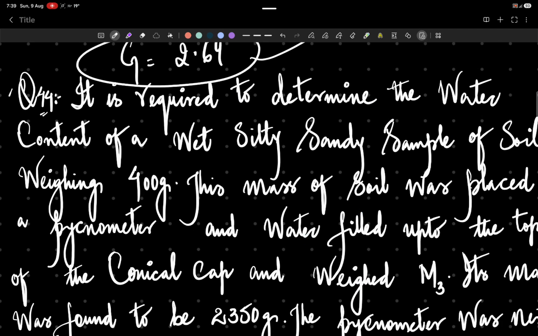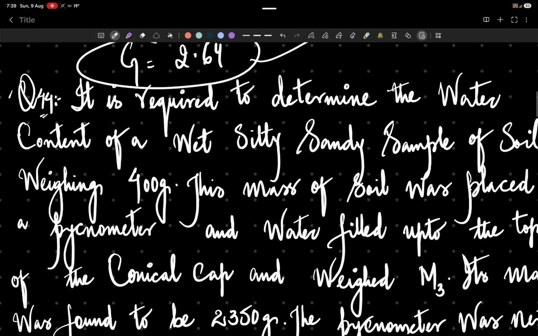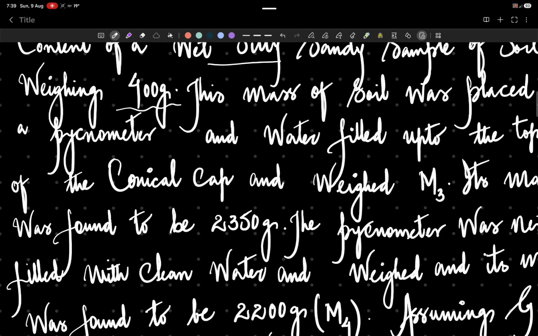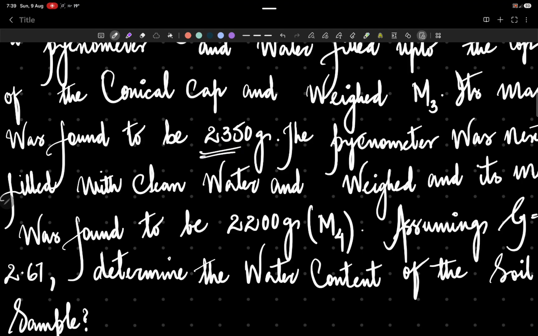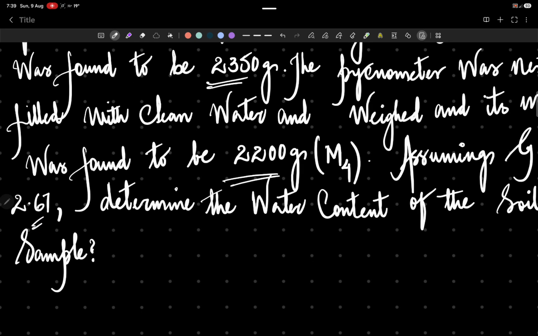Next question is, it is required to determine the water content of a wet, silty, sandy sample of soil weighing 400 grams. This mass of soil was placed in a picnometer and water filled up to the top of the conical cap and weighed. Its mass was found equivalent to 2350 grams. The picnometer was next filled with clean water and weighed, and its mass was found equivalent to 2200 grams. Assuming G as 2.67, determine the water content of the soil sample.